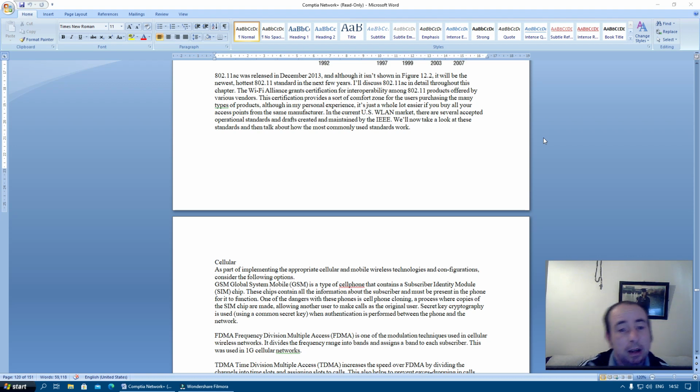The Wi-Fi Alliance grants certification for interoperability among 802.11 products offered by various vendors. This certification provides a sort of comfort zone for users purchasing the many types of products, although in my personal experience it's just a whole lot easier if you buy all your access points from the same manufacturer.